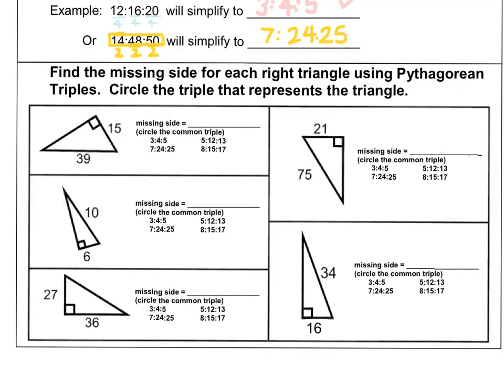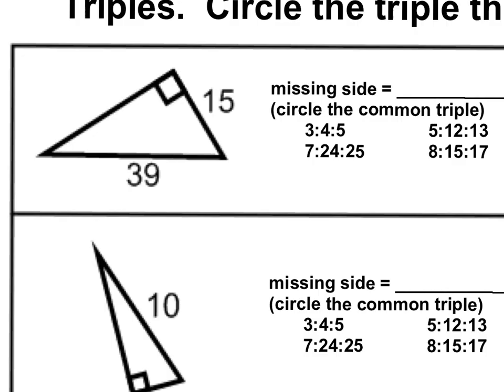Let's put that into practice. We'll find the missing side for each right triangle using the Pythagorean triples. We'll circle the triple that represents the triangle. First, I like to put the numbers in some sort of order. I'm going to leave a blank for my b because I don't know what it is right now. However, I know the hypotenuse has to be 39. It is the largest side or the longest side.